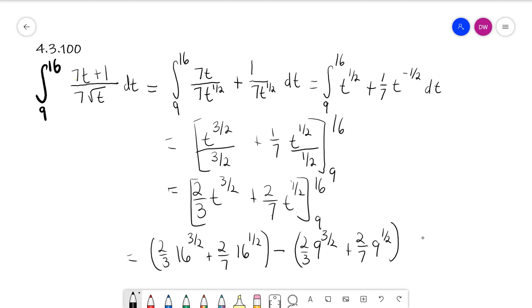Okay, and you can evaluate this on a calculator. And what we get is 24.952. And you can also use your calculator to convert that to a fraction, which would be 524 over 21.